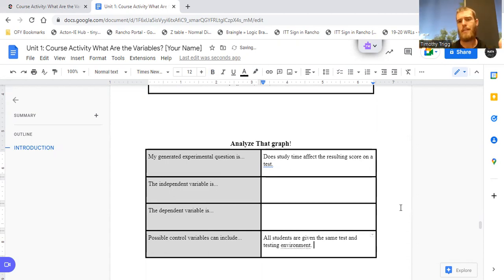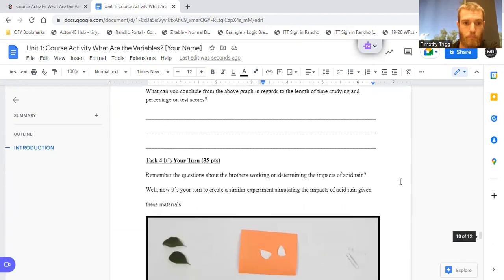You don't want to give some kids a test where it's noisy and loud, and then some kids a test where it's quiet and easy to concentrate, right? So one of the control variables, or one of the things you don't want to change, is the test and also the environment that you're taking the test in, right? You don't want those things to affect the results, right?